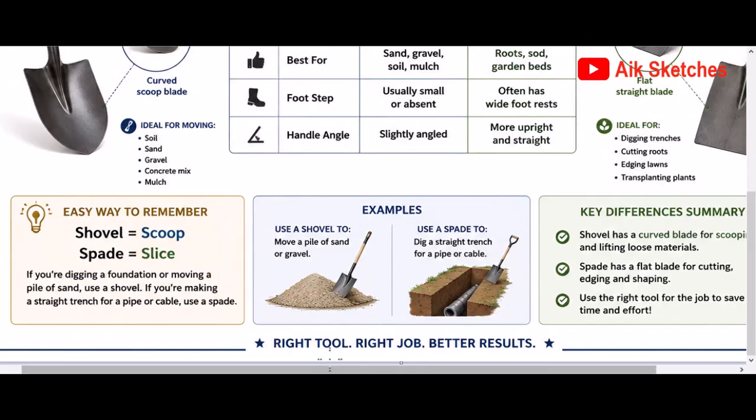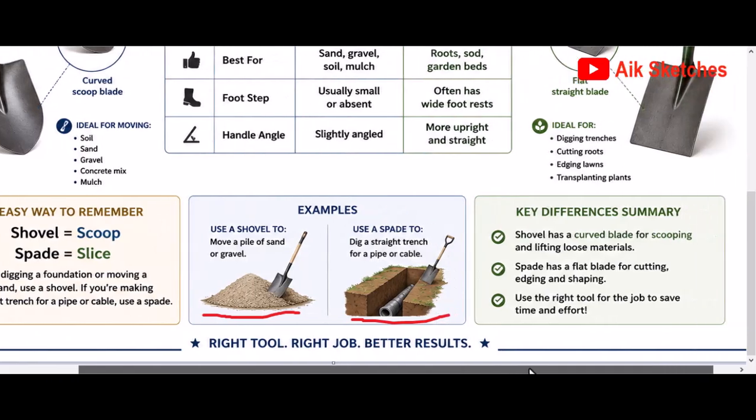If you look on your screen, you will see two examples of where a shovel was used and where a spade was used. On the left hand side of the pictures, you see where a shovel was used in moving off a pile of sand or gravel. On the right hand side of the picture, you see a spade used in digging a straight trench for a pipe or a cable.